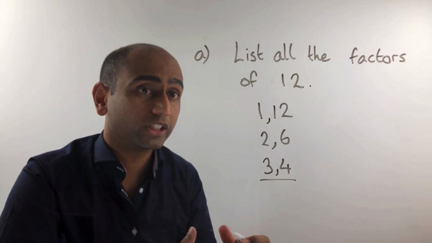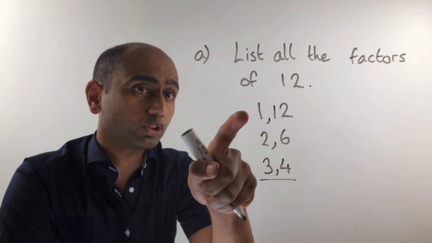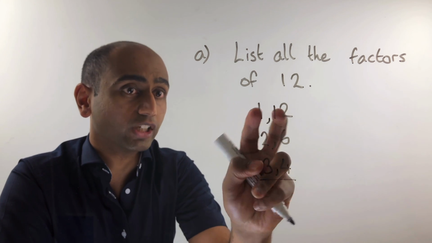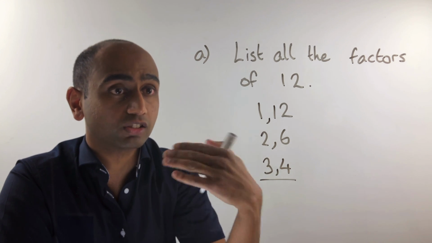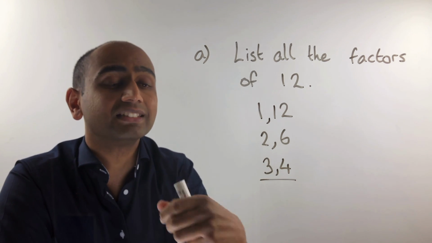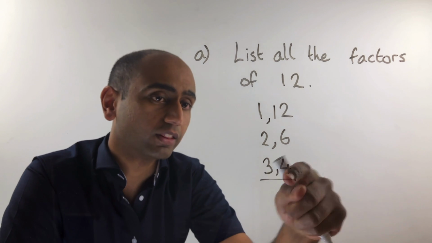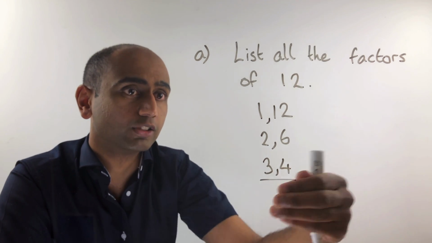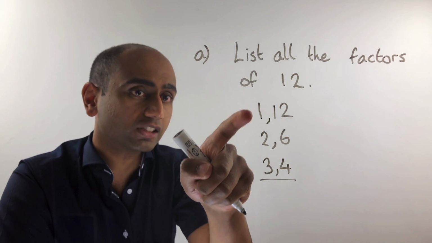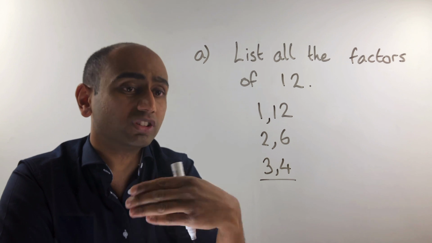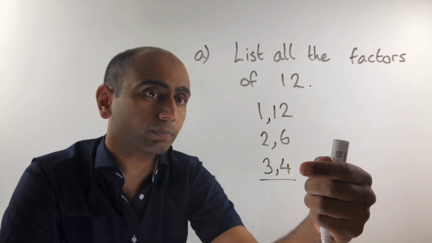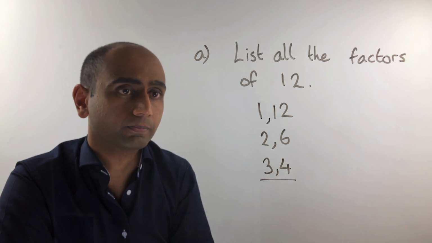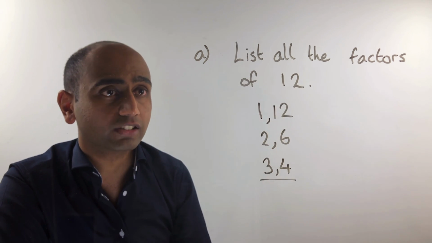So this is a method we can use in general. Start off with 1 and write out your first factor pair. Then try 2 and 3 and so on. And keep going until you end up trying a number that you've already got in the right-hand side of your list. So in this case, once we got to 3 and we wanted to try 4 next, we know we can stop because we've already got 4 as one of our factors. So these are the factors of 12.